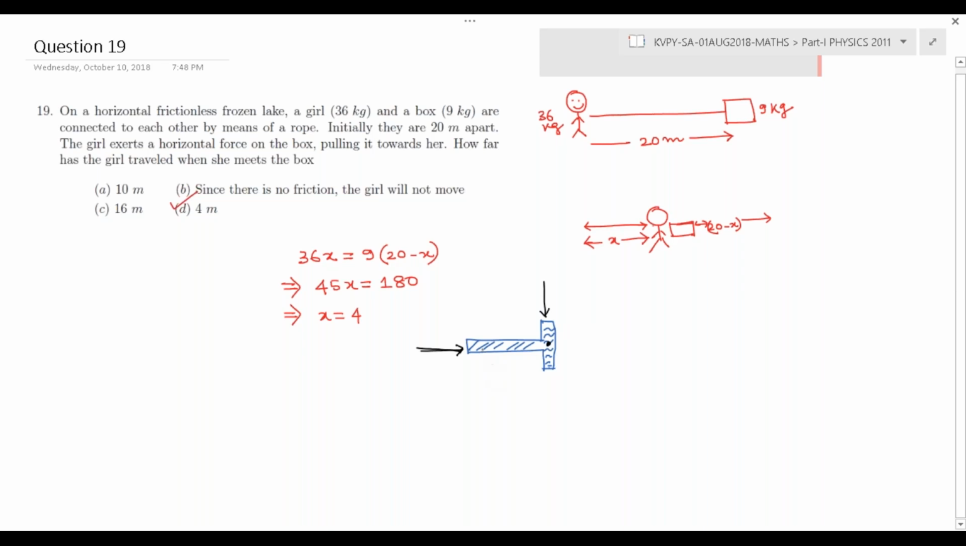But we cannot consider this point as a center of mass. Why? Because if you give a force something like that, it will not give any translatory motion to the hammer. It will give a rotational motion to the hammer. So that is why it cannot be a center of mass, whereas this one is a center of mass.